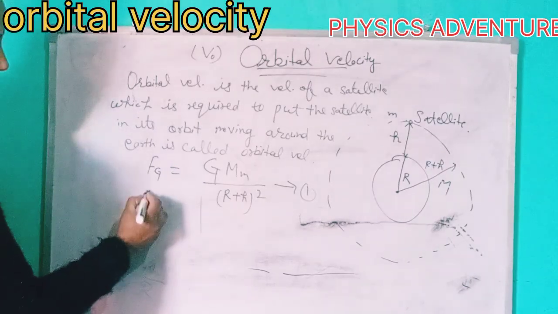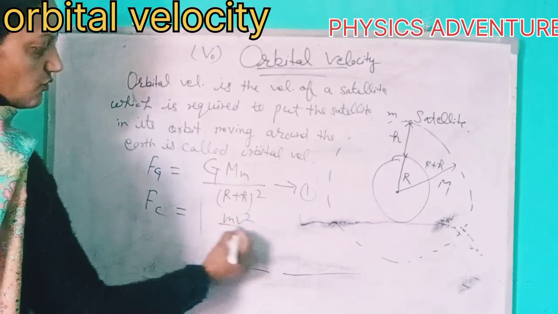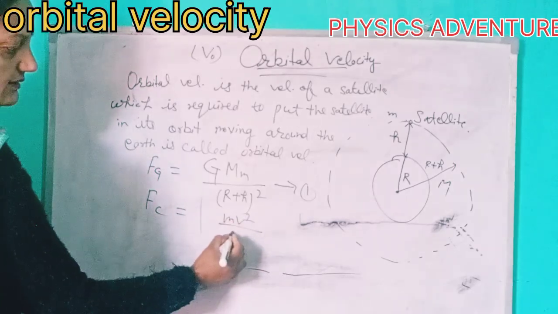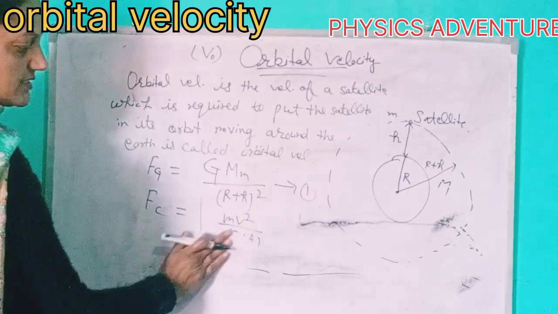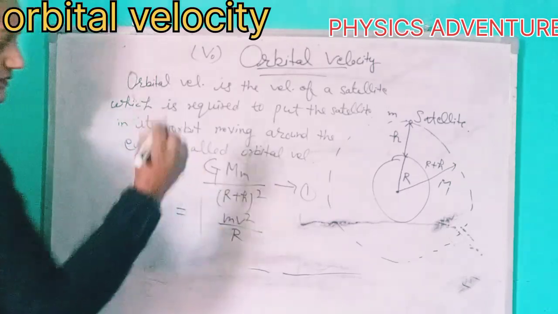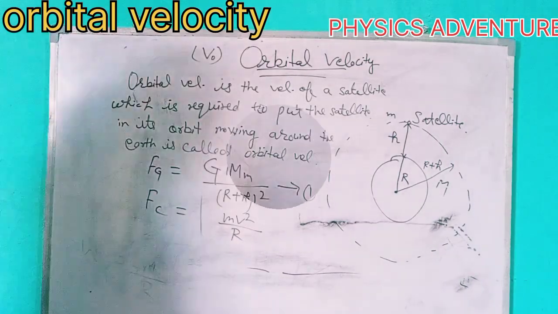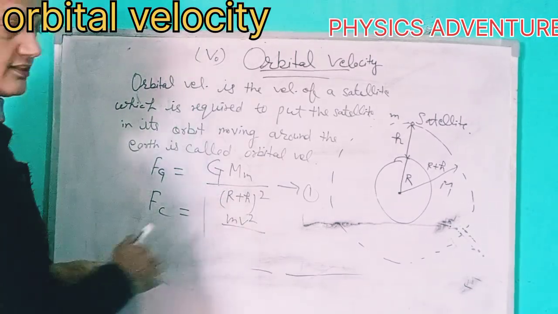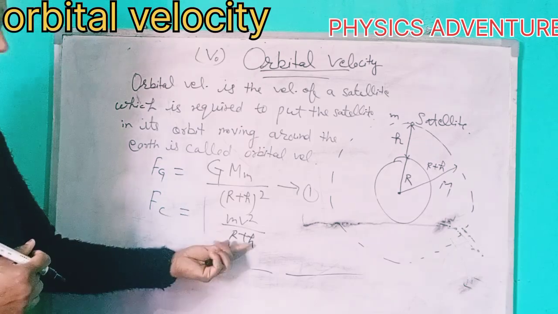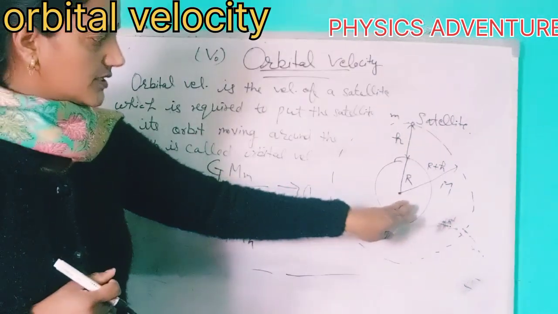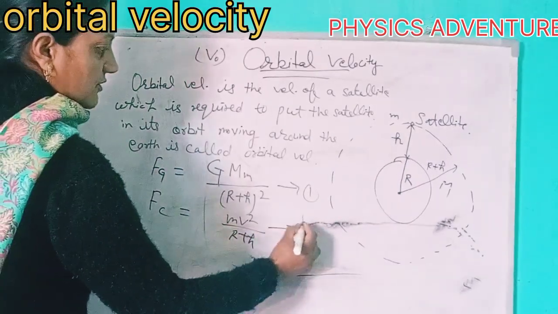And centripetal force F_c is m v square over r. Here r is R plus h. And centripetal force also uses R plus h, because we will take not only R but the distance with respect to the radius of the Earth and the satellite, which is R plus h. This is equation number 2.